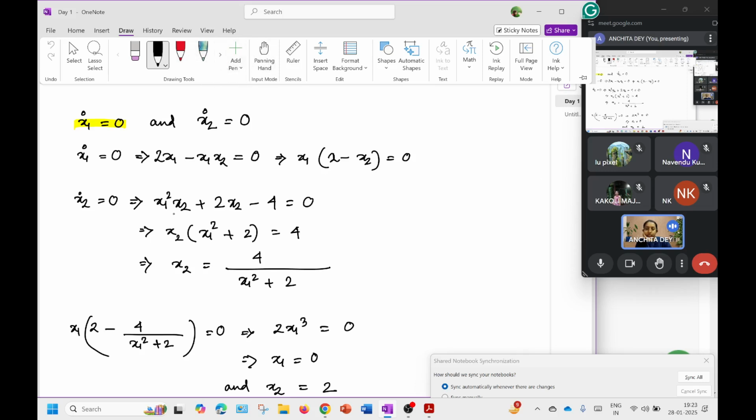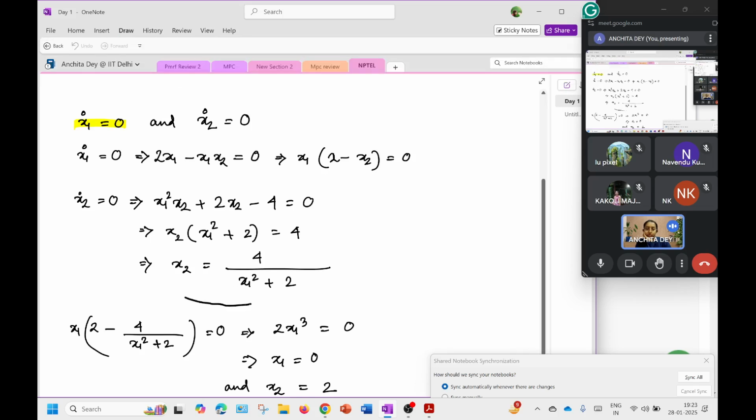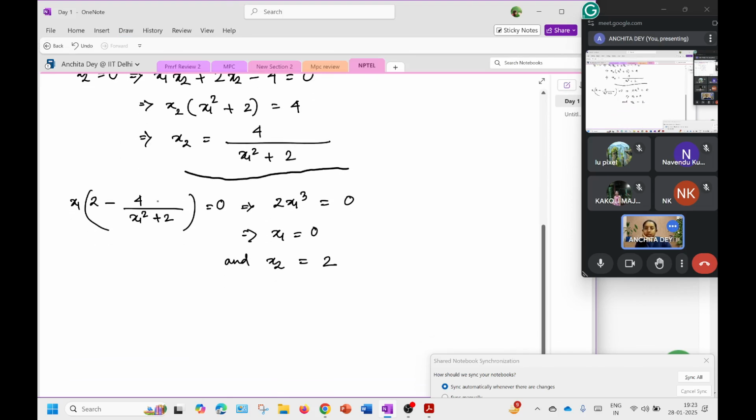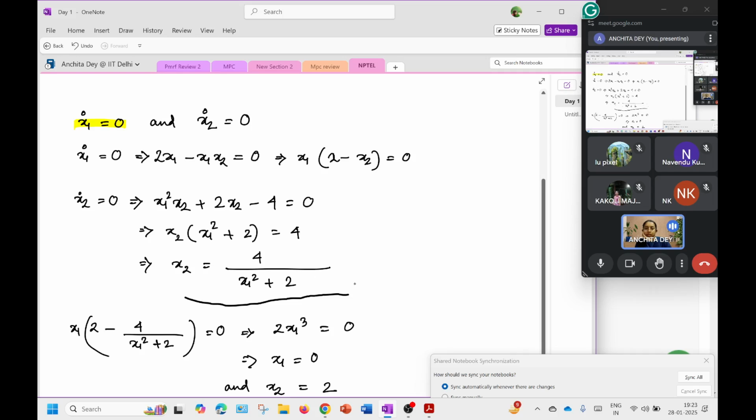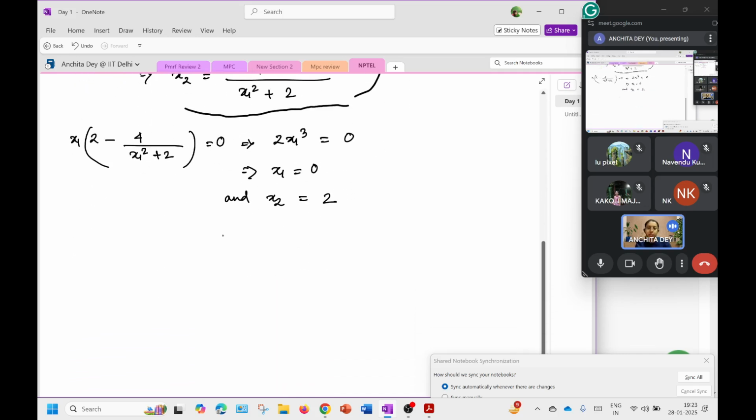so you put x1 square x2, and then you take x2 common here, and you get an expression of x2 in this one, which is equal to 4 by x1 square plus 2. So now what we do is we simply put the expression into this very equation. So we have x1 into 2 minus, instead of x2 we are substituting 4 by x1 square plus 2, and then solving it we get x1 to be equal to 0, and if you substitute back the value of x1 here in this very form, then we get x2 to be equal to 2.